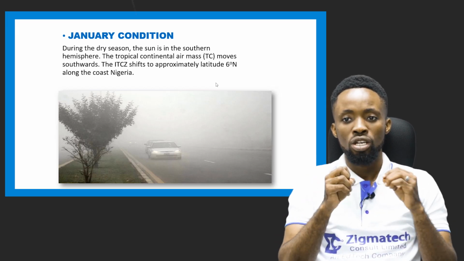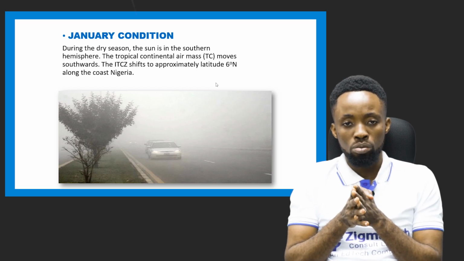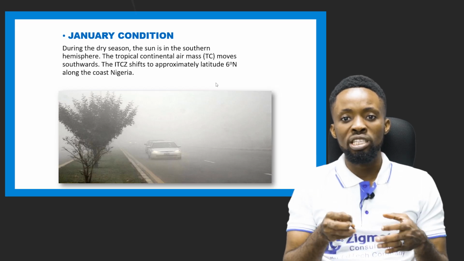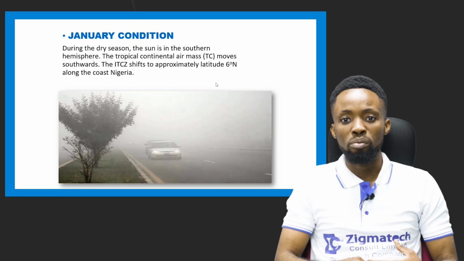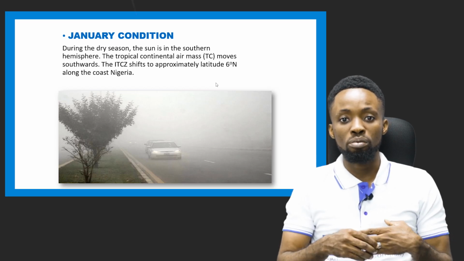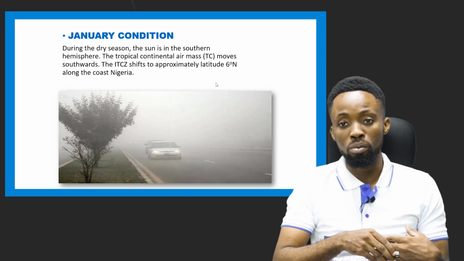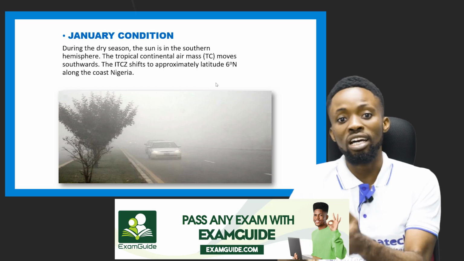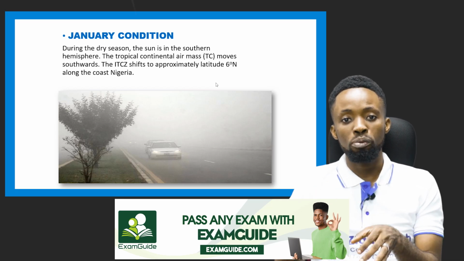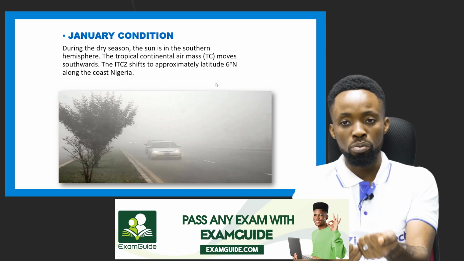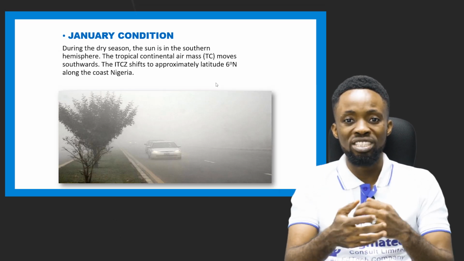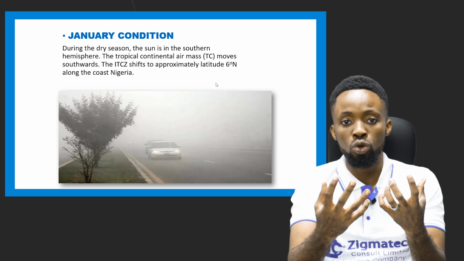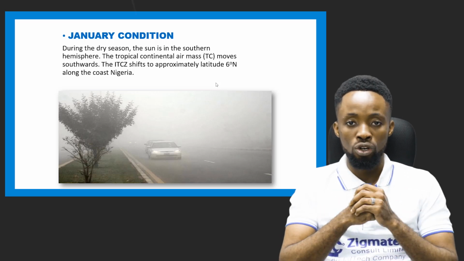So what I'm saying in essence is that during the dry season, in the month of December, in the month of January, that's the season where people in the southern hemisphere, like people in the southern part of Africa, people in the southern part of Asia, people in the southern part of South America, they experience their summer, because the sun is actually at that point. So during that period, the tropical continental air mass coming from the Sahara region will blow towards that direction, and as a result of that, it's going to cut across all the surface of Nigeria.